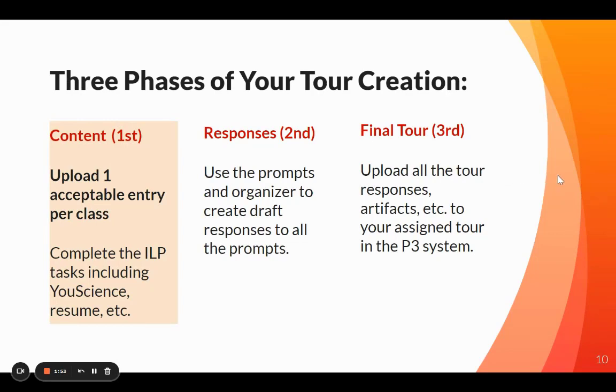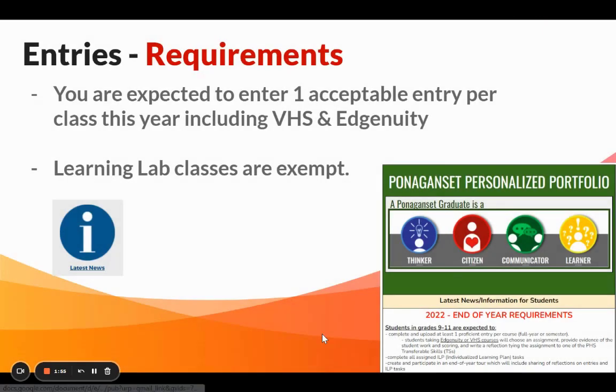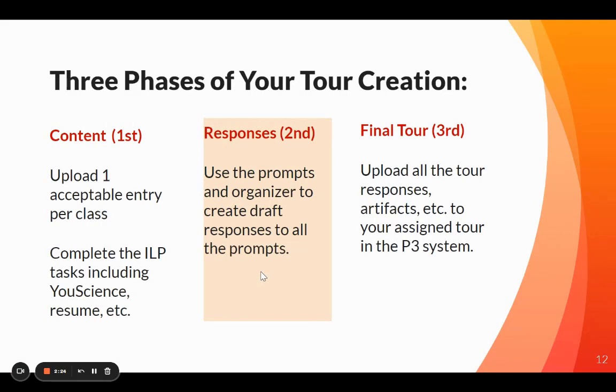So in the content section, you're going to upload one acceptable entry per class. Please remember, we talked about this many times before. We started rolling this out last fall, that you have to put in one acceptable entry per class this year, whether it's semester or full year. Also, that includes VHS classes and Edgenuity classes. The only ones that are exempt are your Learning Lab classes. If you click on the latest news button, you'll get this document here, and right off the bat, it will talk about end of year requirements.